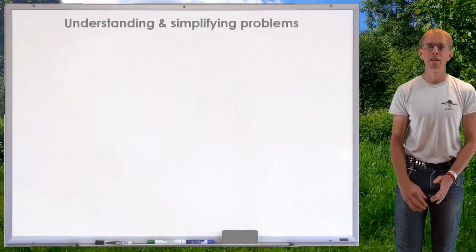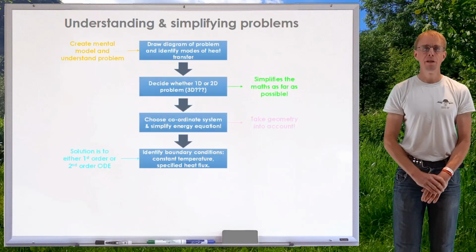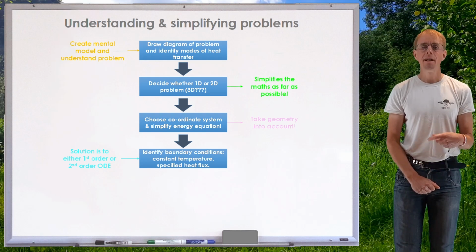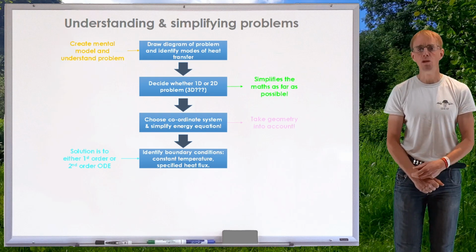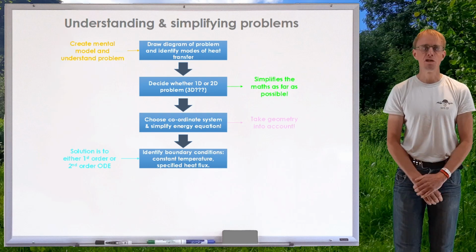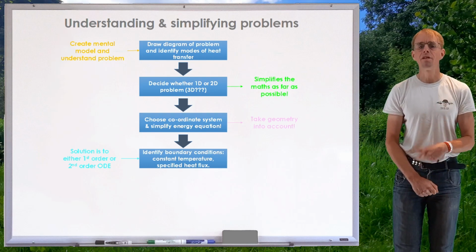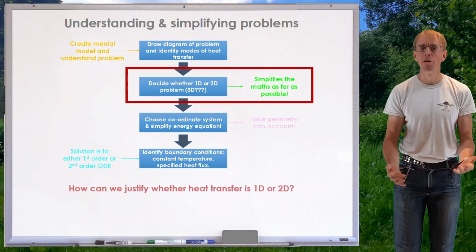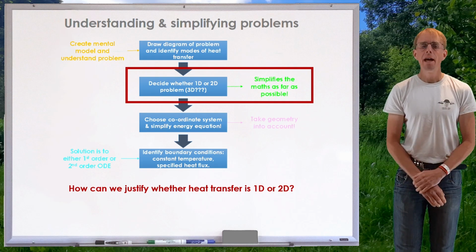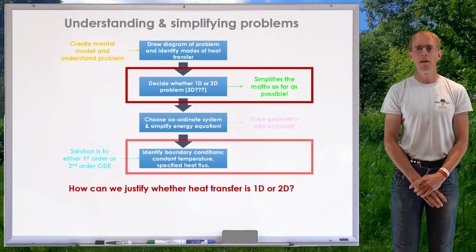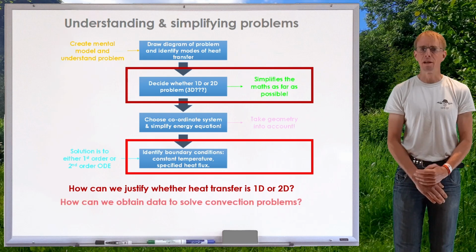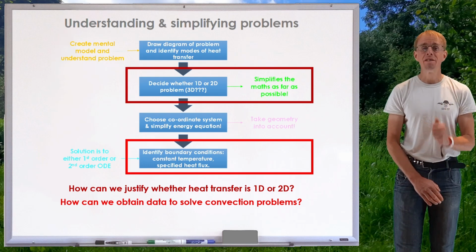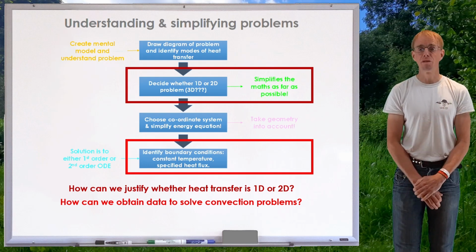So, in the last part of this lesson, we introduced this workflow here. Draw a diagram, identify the modes of heat transfer, as I said, sit down and think about it, and then simplify the problem. Is it 1D or 2D? Choose coordinate systems, identify boundary conditions, and so on and so forth. Now, non-dimensional groups and dimensional analysis can help us in that second step. Have we got a one-dimensional problem or a multi-dimensional problem? It can also assist us in this final step. I've got a convection boundary condition. How can I get an estimate for my heat transfer coefficient? Okay, it can also help us right at the outset when we're thinking about modes of heat transfer as well.